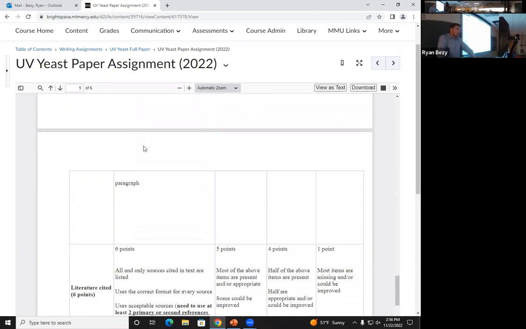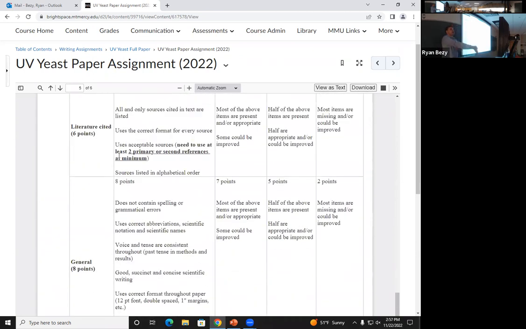Should have citations in the discussion section. And yes, you do still need to have at least two primary or secondary references at a minimum as part of this paper, just like you needed for the catalase paper as well. Remember, those are professional journal articles. Your textbook, your lab manual is okay to use as a source, but it doesn't count as one of my two required sources. They need to be journal articles, either primary research journal articles or secondary review articles from a professional journal. Questions about any of this?